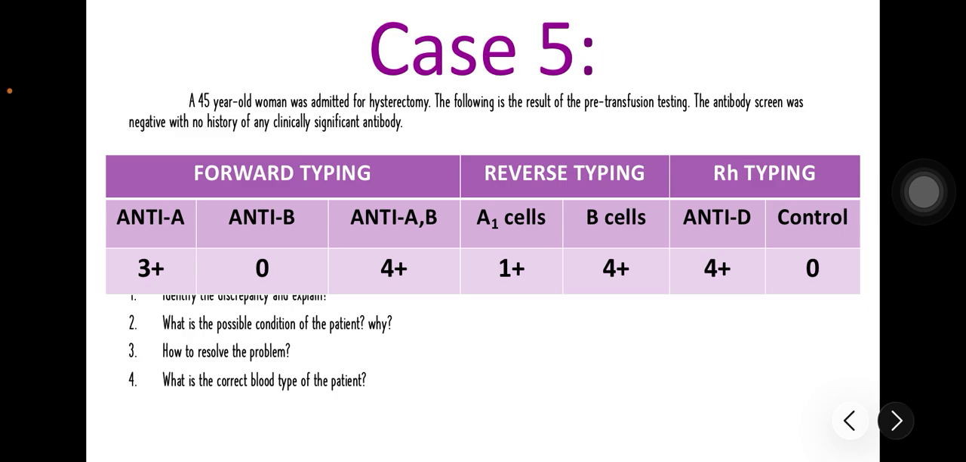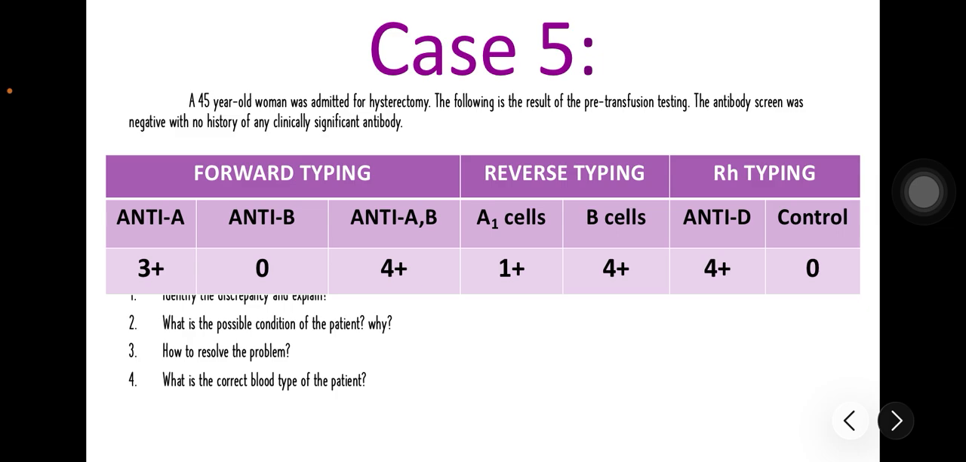So the forward typing indicates a group A individual. In the reverse typing, A1 cells is 1 plus, an unexpected weak reaction. For the B cells, it's 4 plus, which suggests that anti-B is present because the reaction is strong. Reverse typing mostly supports group A since anti-B is strong, but the 1 plus reaction with the known A1 cells is abnormal. In the RH typing, the patient is RH positive. The control is 0, so it is a valid testing.